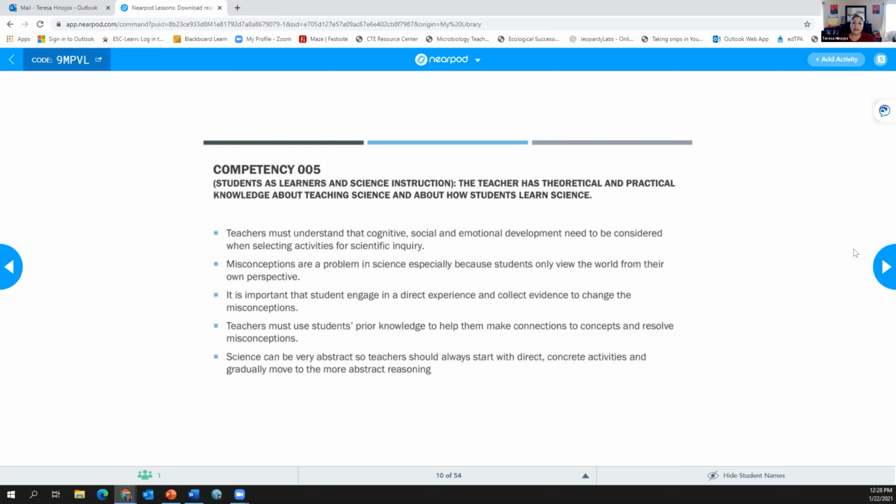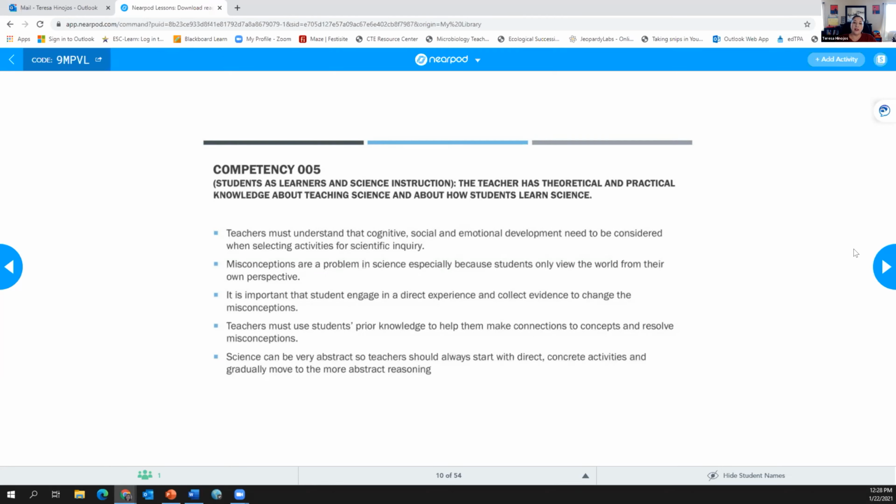So when selecting activities, you always want to take into consideration the cognitive, social, and emotional development of your kids. Of course, in kindergarten, they are going to have specific needs versus your sixth graders. So you can't just say, oh hey, I saw this cool activity in the fifth grade, I'm going to bring it down to the first grade. You're going to have to modify it for the needs of the students at that age.